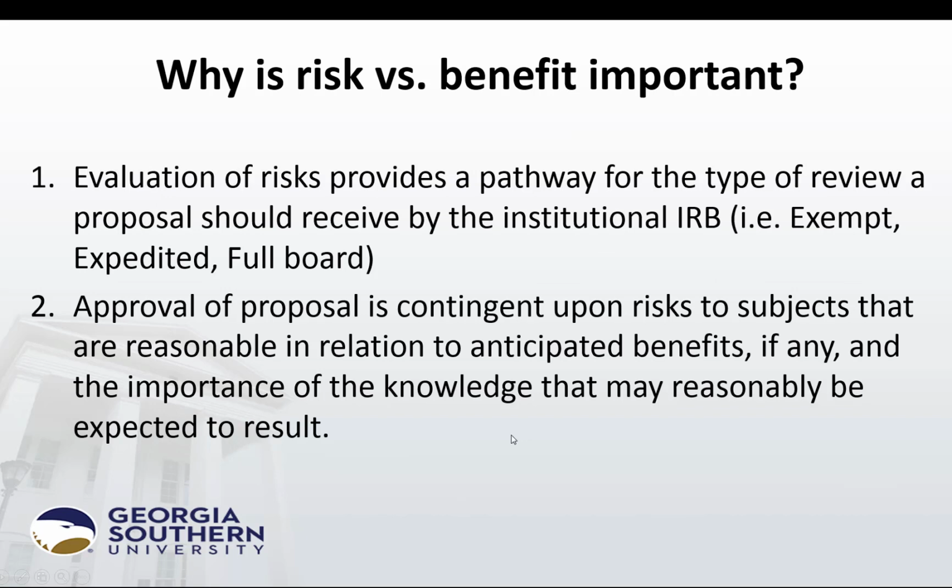Weighing risks versus benefits within a research proposal is important for two reasons. The first is that the evaluation of risk provides a pathway for the type of review. As we've discussed, there are three categories of review: exempt, expedited, and full board. Which category of review is appropriate for which research project is determined by the amount of risk. Exempt projects are below minimal risk, expedited projects are at minimal risk, and full board projects are above minimal risk.